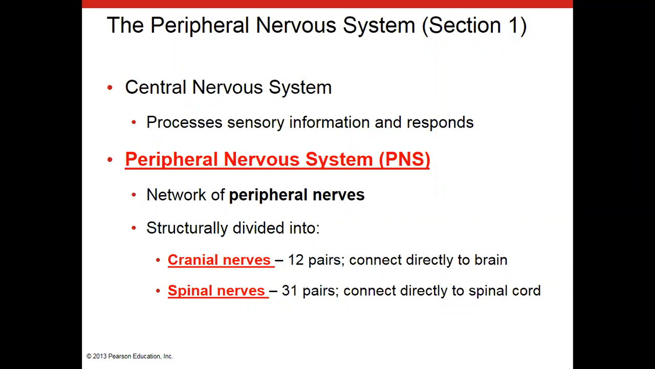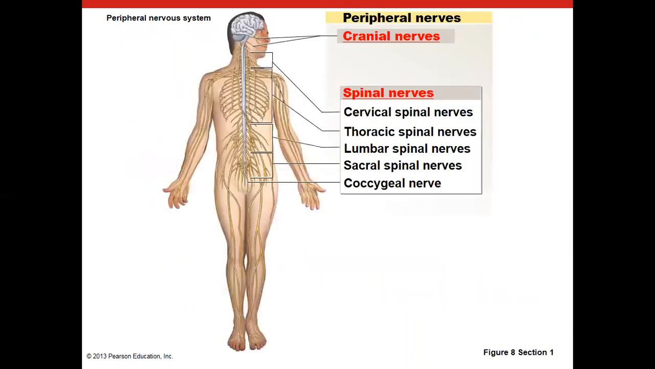So the peripheral nervous system is basically a network of peripheral nerves. Think about cranial nerves. Cranial nerves are divided into 12 pairs structurally, and they connect directly to the brain. Spinal nerves, there are 31 pairs, and they connect directly to the spinal cord. You can see them here. There's a figure of them.